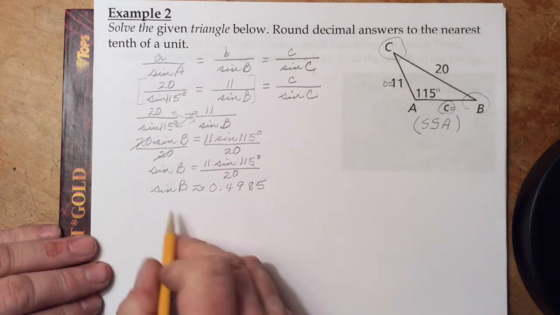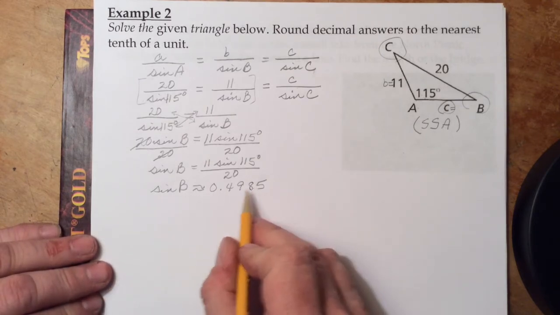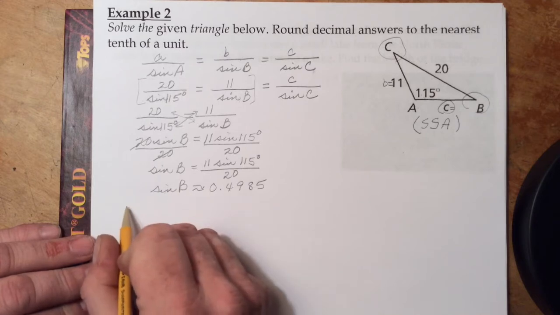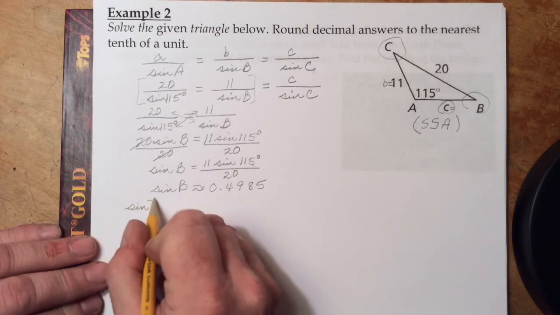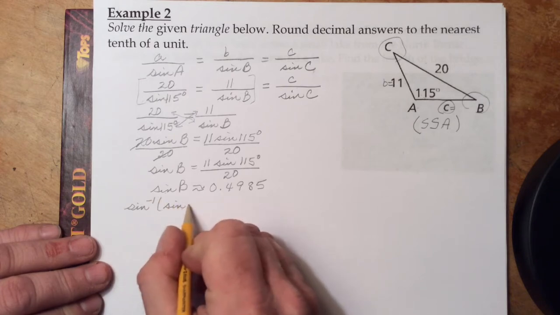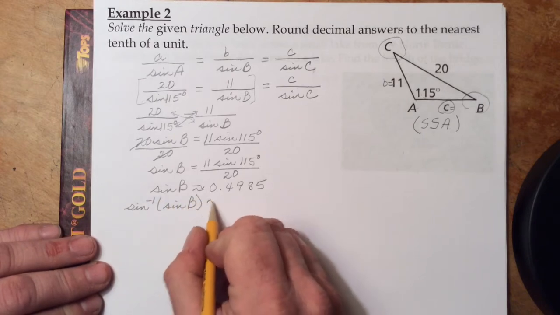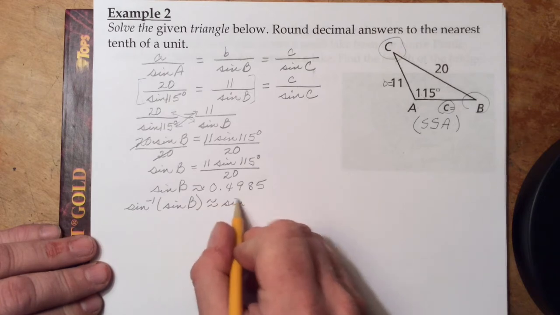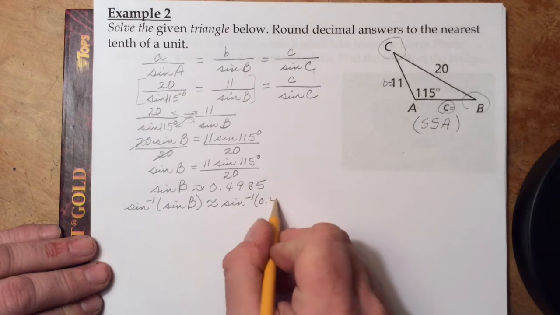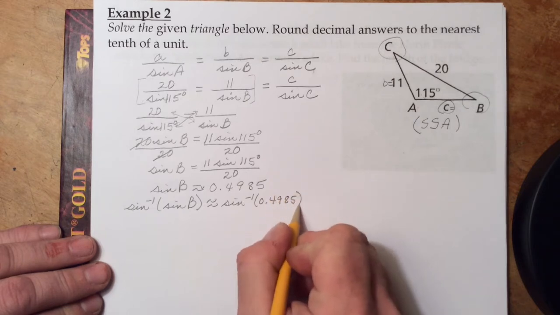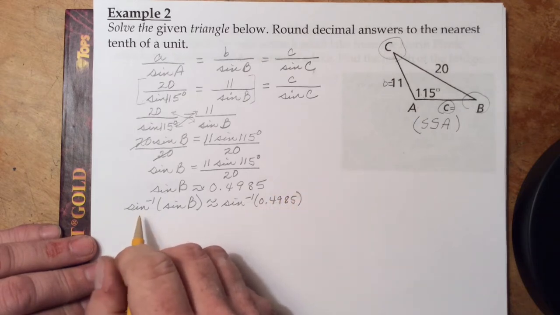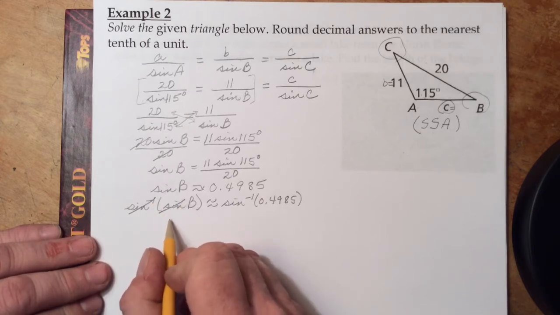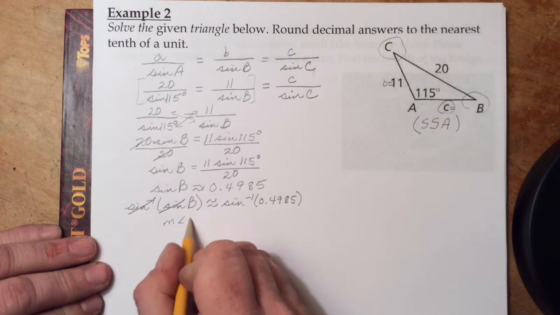At this point, you do what you've learned before. When you've got these 4 digits, you need to get rid of the sine on the angle B. The only way we can do that is take the inverse sine. So we take the inverse sine of both sides of the equation. The inverse sine, or the arc sine of sine B, and over on the right side, take the arc sine of 0.4985. Over on the left side, arc sine and sine undo each other, or cancel each other out, and we're left with the measure of angle B.